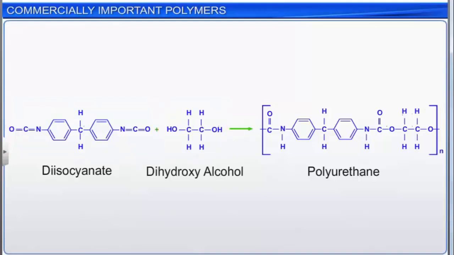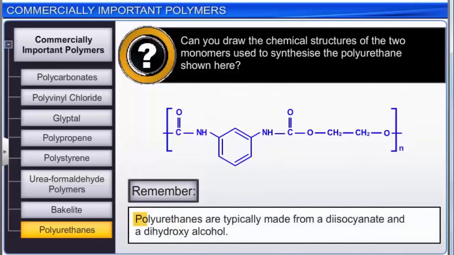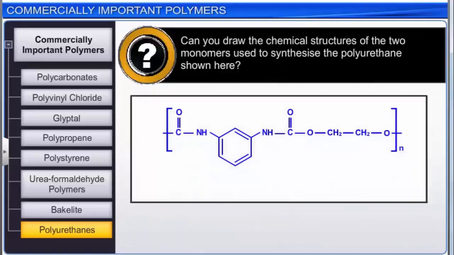Can you draw the chemical structures of the two monomers used to synthesize the polyurethane shown here? Remember that polyurethanes are typically made from a diisocyanate and a dihydroxy alcohol. Working backwards from the polymer structure, we can draw these two structures.